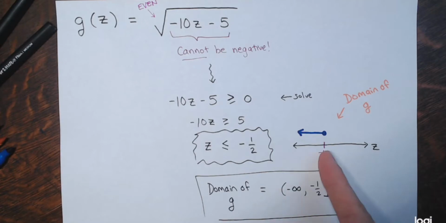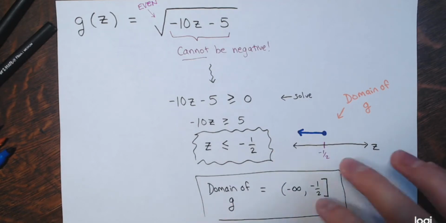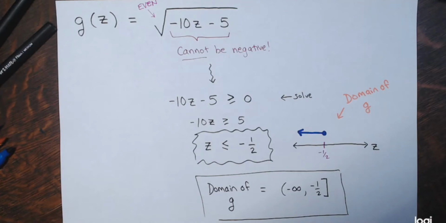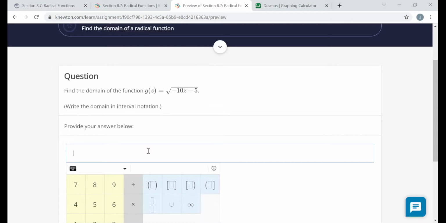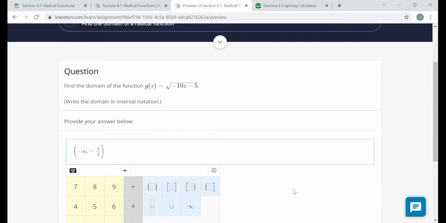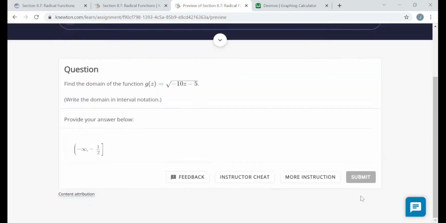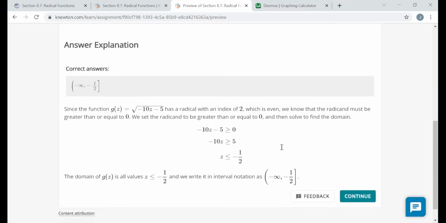Now, again, you don't have to make the graph if you don't want to. I personally like drawing a number line telling me what numbers I can use, and then put it in interval notation. But either way is fine. And then back on the assignment, we're entering this in interval notation. So parentheses and negative infinity, comma, up to negative 1/2, and then a bracket, rectangular bracket, and submit, and that should be good. All right, and once again, please read through your answer explanations.